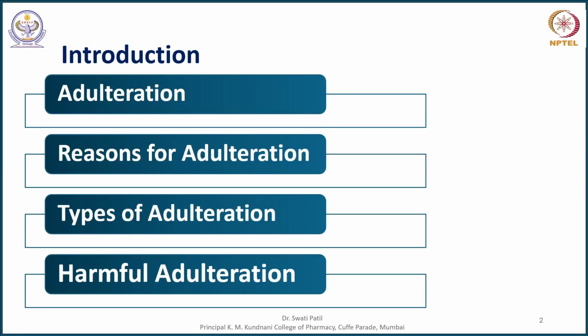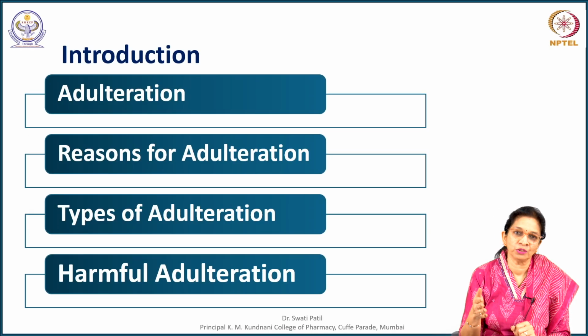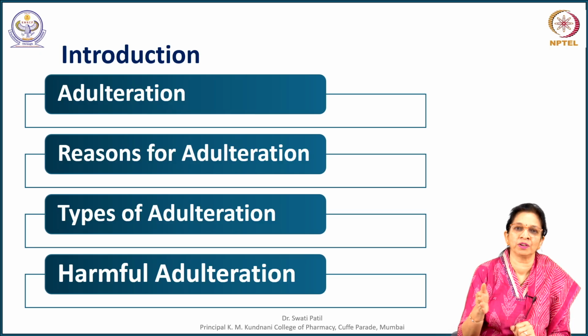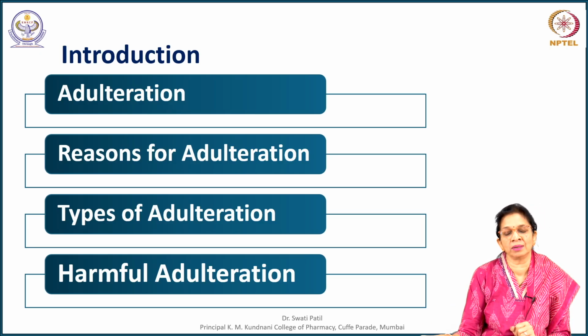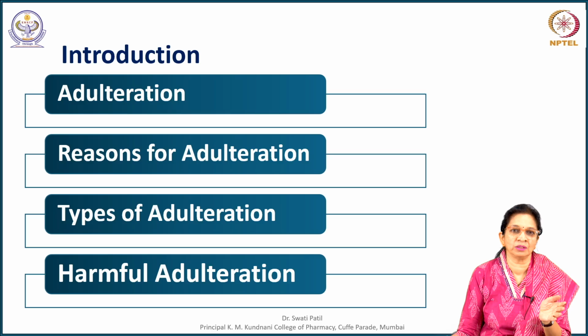What is this world of adulteration which is causing so much concern in the area of herbals? So, I am going to introduce to you what is adulteration, what are the reasons for adulteration, why is adulteration on the rise, what are different kinds of adulteration, how do we classify this adulteration, and more importantly, how do we identify this harmful adulteration. It does not mean that adulteration is useful, but sometimes it remains inert, but the harmful adulteration is causing concern.